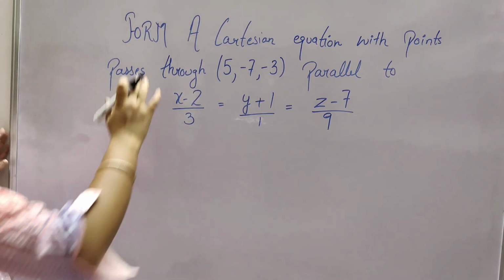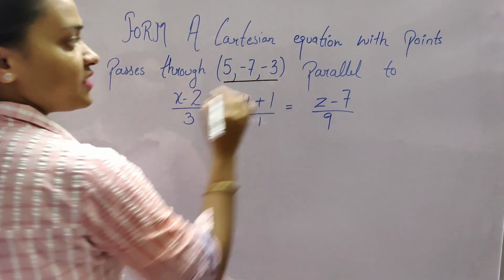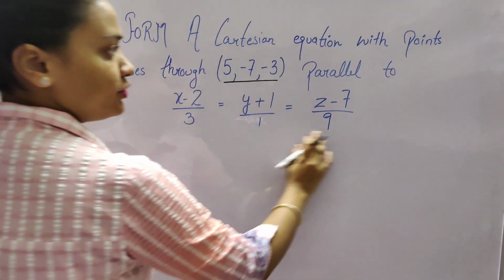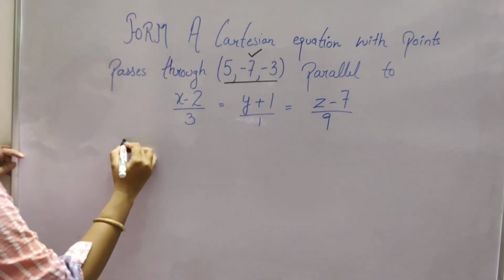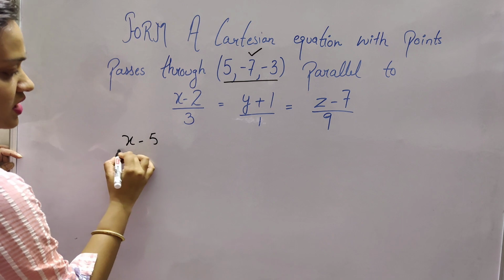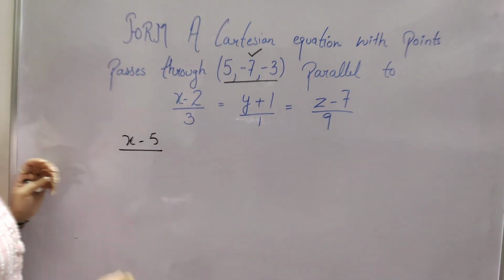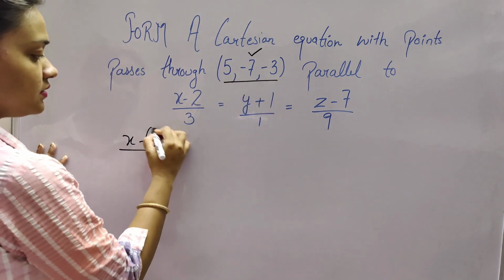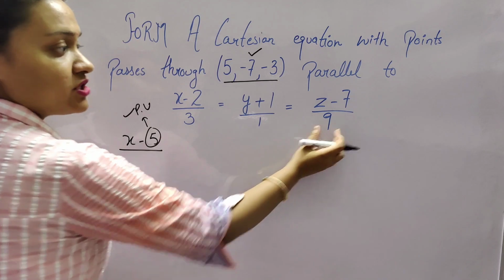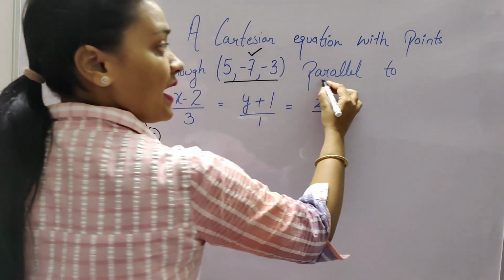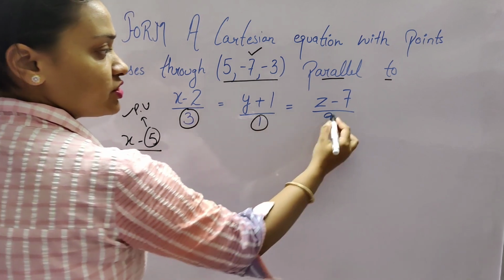So students, this is your second question. Form a Cartesian equation with points which is passing through 5, minus 7 and 3 and parallel to this line. So students, if it passes through this, you can simply say that x minus 5 is the upper portion of this value. But what are the direction ratios? Because you know that above is written the position vectors and in the denominator we write the direction ratios. So if a line is parallel to another line, it has the same direction ratios.